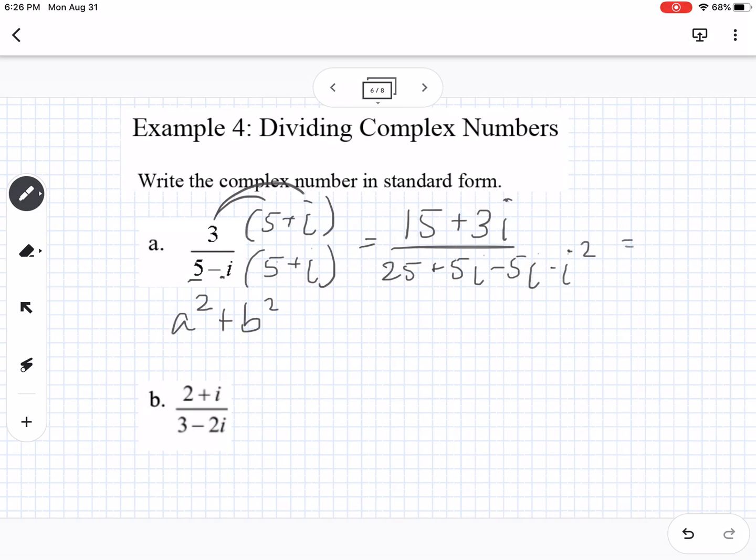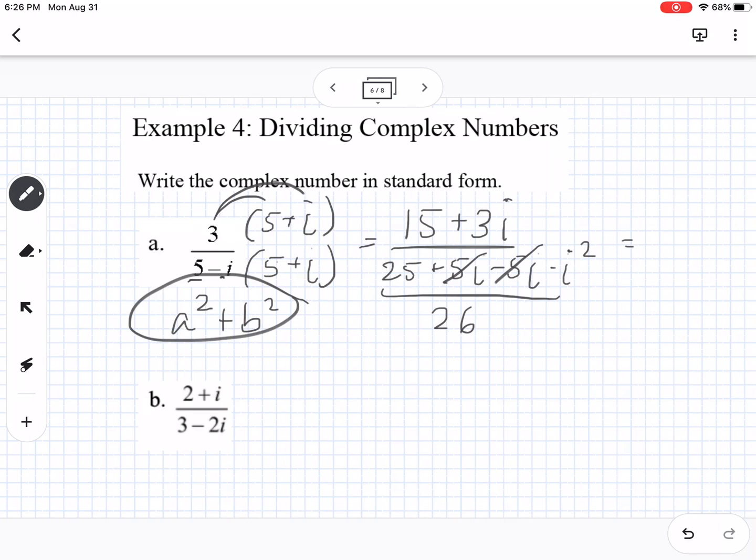Okay, so if we simplify this part right here, we can cancel the 5i and negative 5i, and we remember that i squared is negative 1. So if I have a minus a negative 1, we know that's going to be plus 1. So this would turn into 26. And that's what we talked about right here with the a squared plus b squared.